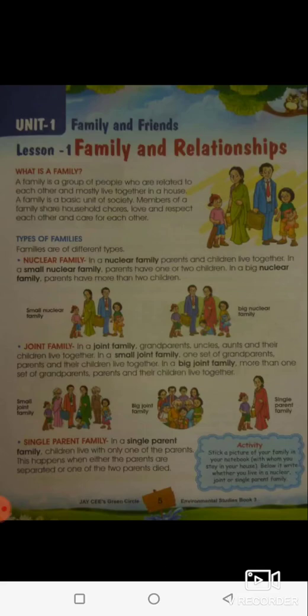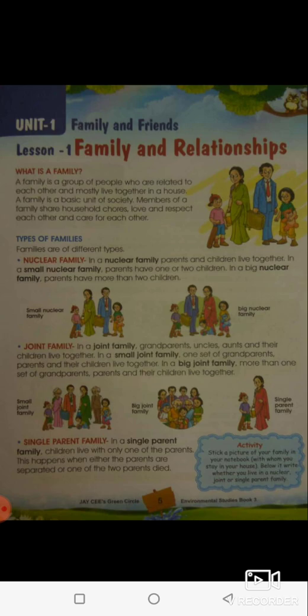Hi children. Last time we saw this lesson, family and relationships. From this page, we learned what a family is, what types of families we have or we live in. So, what is a family? A family is a group of people who are related to each other and mostly live together in a house.